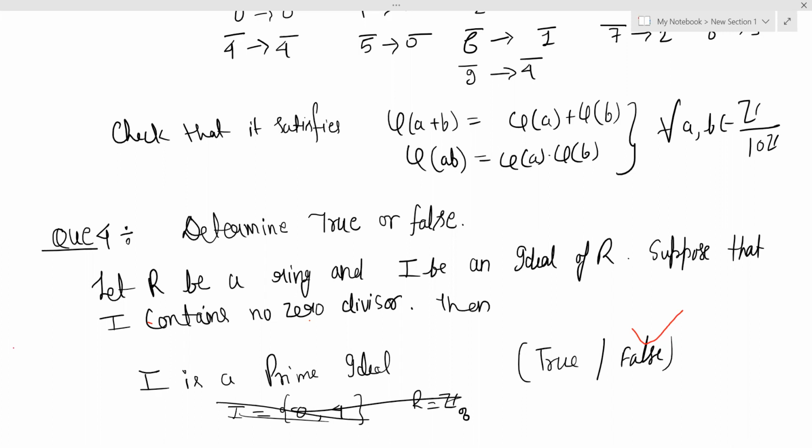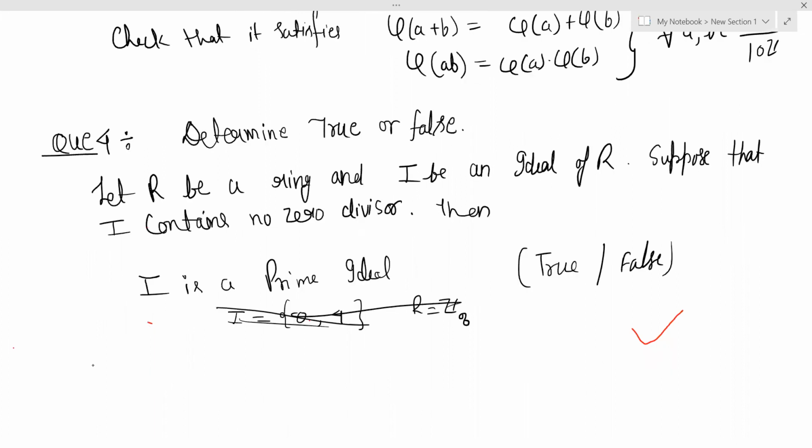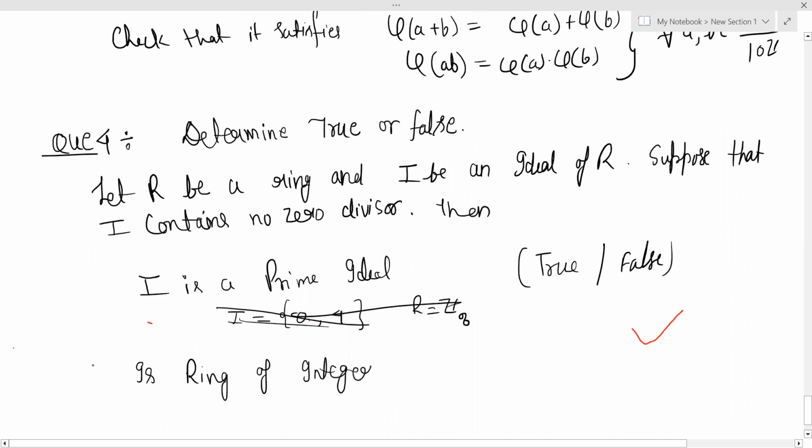Does it contain any zero divisor? Does the ring of integers have any zero divisor? Please respond. Does the ring of integers contain any zero divisor? You don't even know this? Z contains no zero divisors. So this is the question for you guys. Does the ring of integers Z contain any non-zero zero divisor?